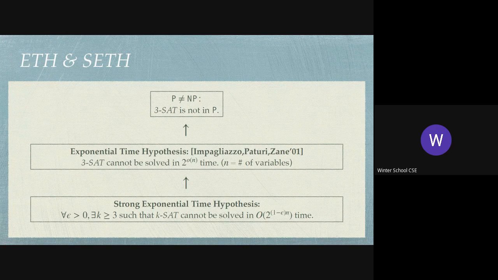Does it mean that it requires 2 to the power n only? That doesn't say that. It is already saying that for every epsilon, you will have some k such that k-SAT is not solvable.